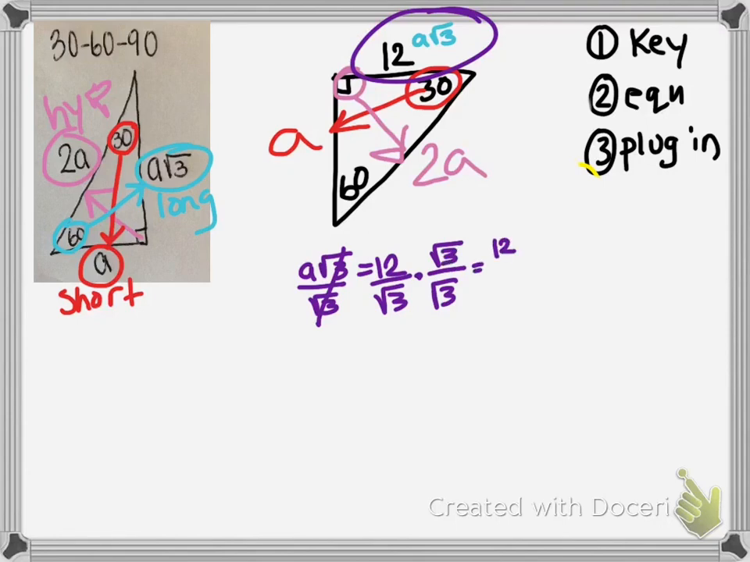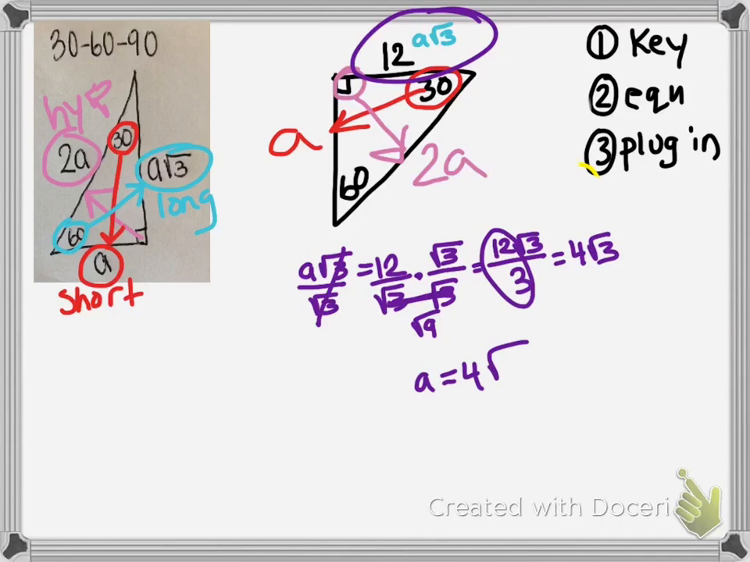On the top, I get 12 root 3. On the bottom, root 3 times root 3 is root 9. Square root of 9 is 3. So again, when you multiply a root by itself, you get that number free and clear. Now we check, does 12 over 3 divide? It does. We get 4 root 3. So we just solved here. We got a equals 4 root 3.